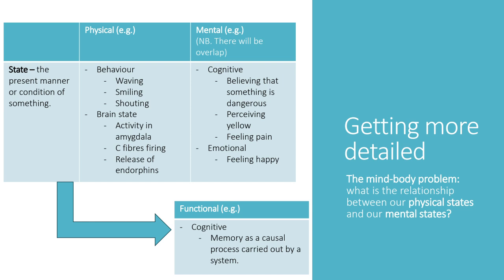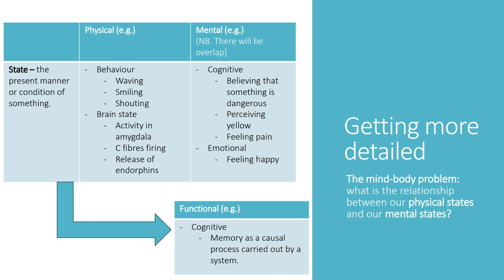So to begin with, what do we mean by physical states and mental states? Well, firstly, a state is the present manner or condition of something. So currently you are in some form of state. Now you are in some sort of physical state. That is, you will have behavioural states. Behavioural states might be things like waving, smiling, shouting, whatever it might be, jumping up and down, sitting down.